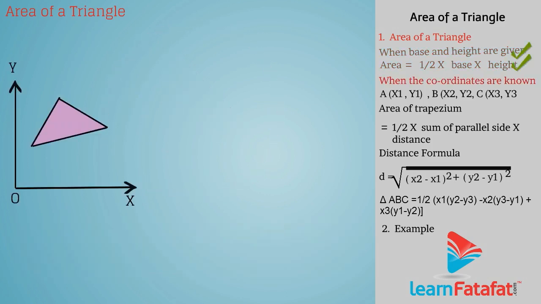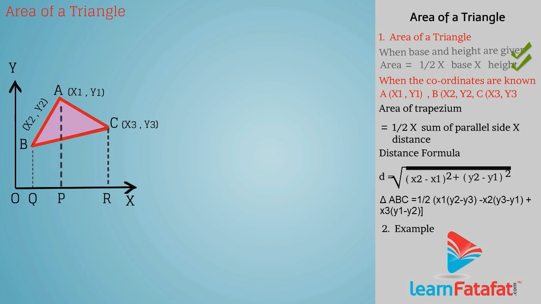Now we are going to see how we can calculate area of triangle when coordinates of the vertices are given. Consider triangle ABC having vertices A (x1, y1), B (x2, y2) and C (x3, y3). Construction: draw BQ, AP and CR perpendiculars from A, B and C respectively to the x-axis.